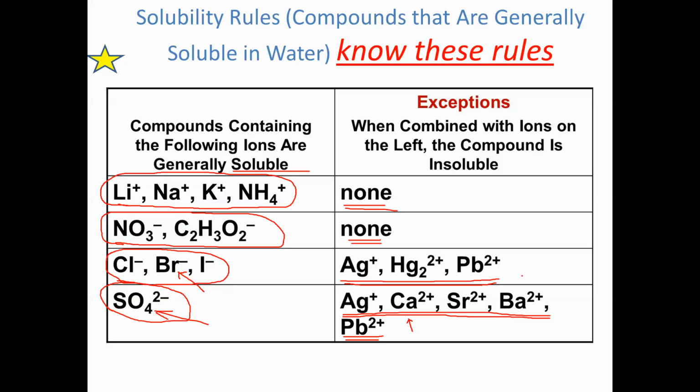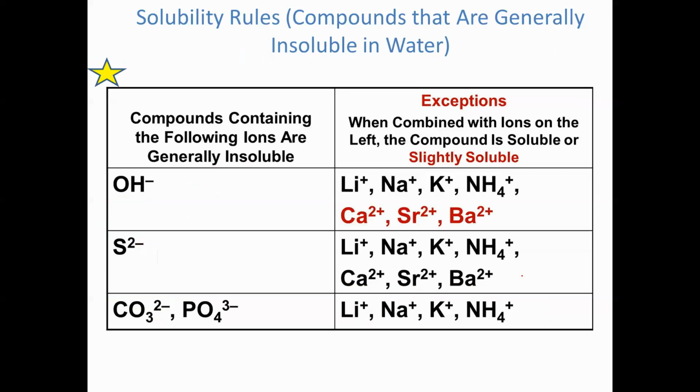All right, now let's take a look at things that are generally insoluble. So ions that are generally insoluble are going to include the hydroxide ion. So the hydroxide ion is insoluble generally, except when combined with those four ions we mentioned on the previous page that are always soluble. So everything is soluble with these, so hydroxide is soluble with these, and it's slightly soluble with calcium, strontium, and barium. So what does that mean? That means we can dissolve a little bit of calcium hydroxide, a little bit of strontium hydroxide, or a little bit of barium hydroxide into water.